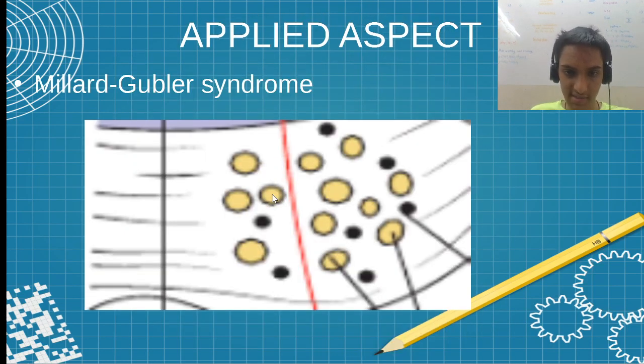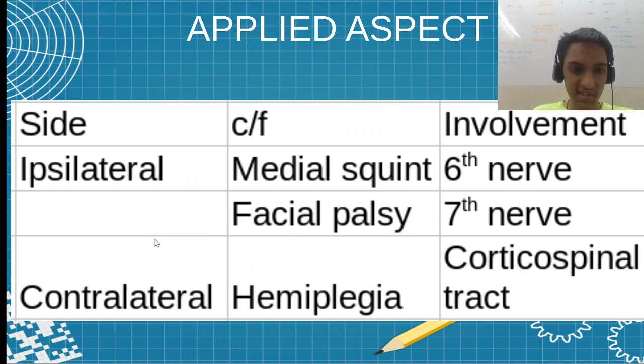Let's see the clinical features. So ipsilateral, contralateral, two sides. Ipsilateral you are seeing the squint and the facial palsy. Facial palsy is also called Bell's palsy. Bell's palsy is a lesion of facial nerve. That is why facial nerve is there. And medial squint, you are finding sixth nerve. I told you the difference between third, fourth and sixth nerve. Squint will be a common feature. Extra specialty of fourth nerve will be downward gaze. But anyway, coming back here, medial squint involves the sixth nerve. And contralateral, as usual, hemiplegia, corticospinal tract.